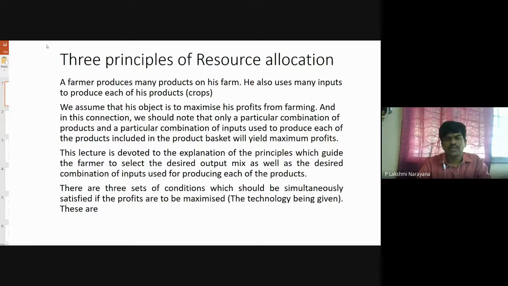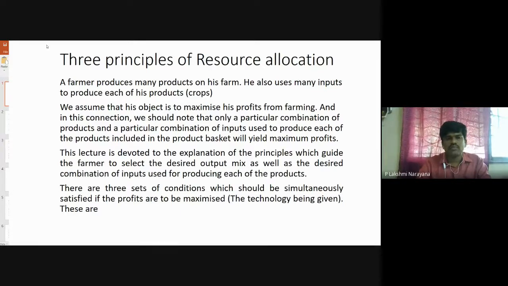So, based on these inputs, output can be arrayed. Which input combination is better to maximize the output? That's why there are some theories, some principles regarding the input combination and to maximize the output. In this way, there are three types of resource allocation.